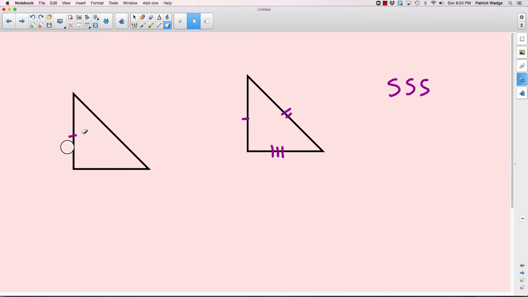Of course, rather than using tick marks, they could also use actual numbers, right? What if they told you that this side was 6, and this side was 6, and this side was 8, and this side was 8, and this side was 10, and this side was 10?